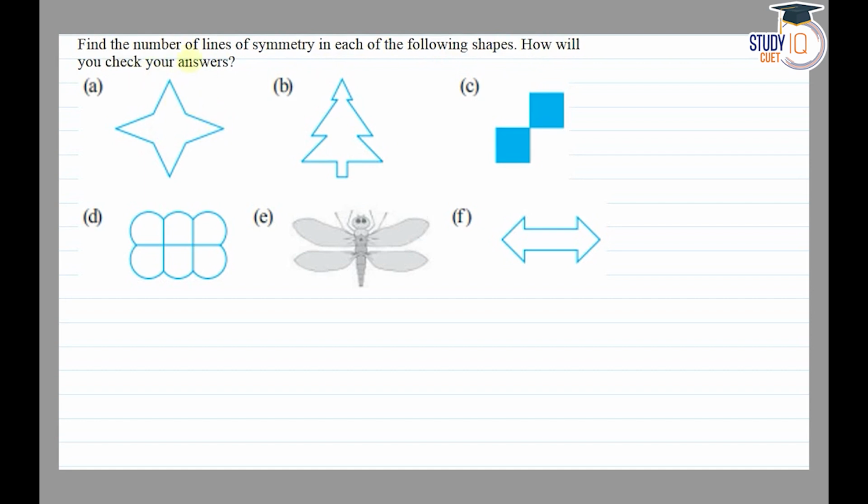So हमें यहाँ line of symmetry find out करनी है. So a line of symmetry is a line about which the shapes are symmetric or exact to each other.